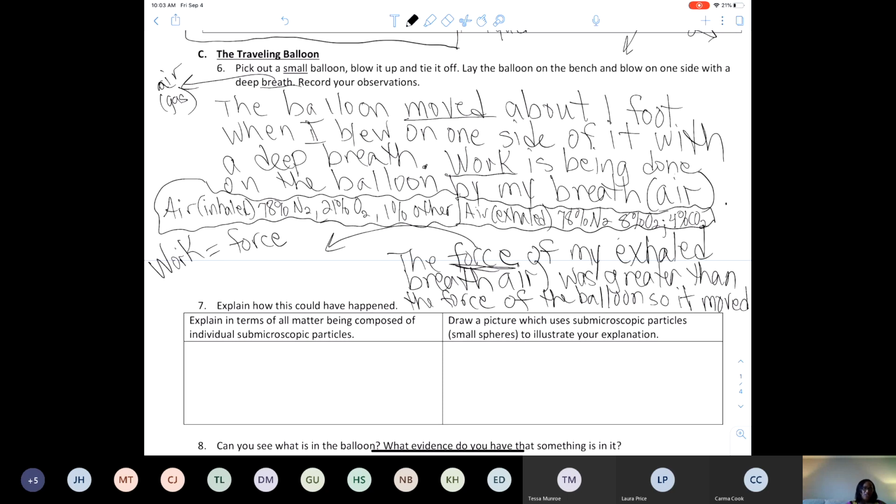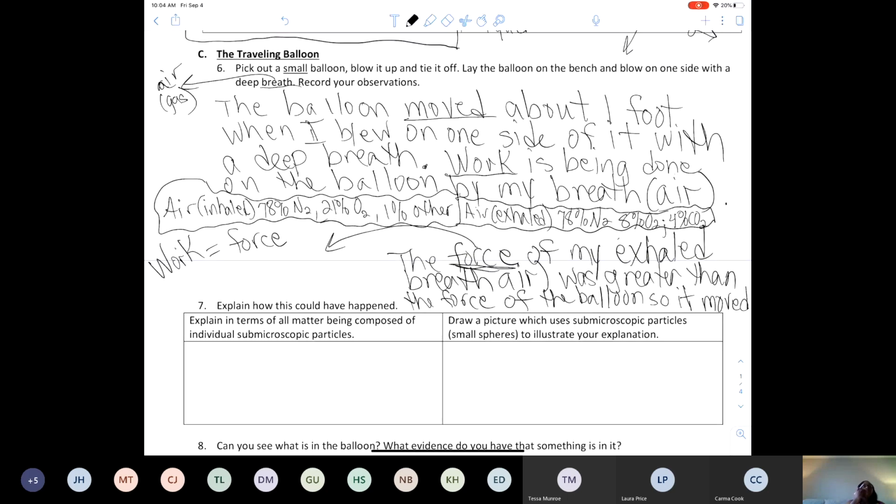Okay. So my exhaled breath being a gas, the force of my exhaled breath had to be greater than the force holding that balloon stationary on the table. If my breath would not have been stronger than the force of the weight of the balloon holding it stationary on the table, then the balloon would not have moved.